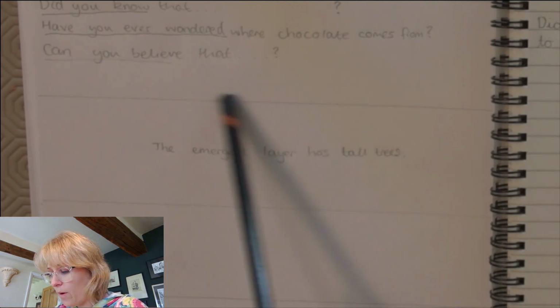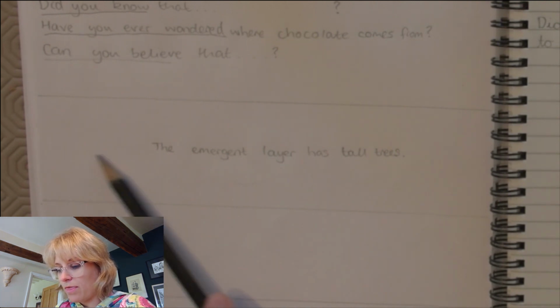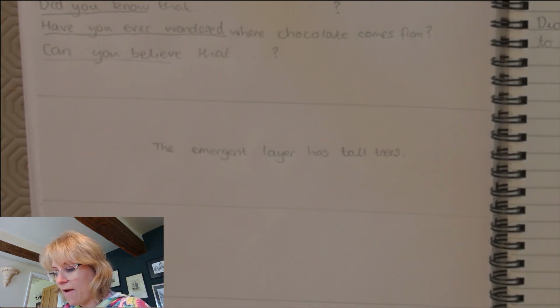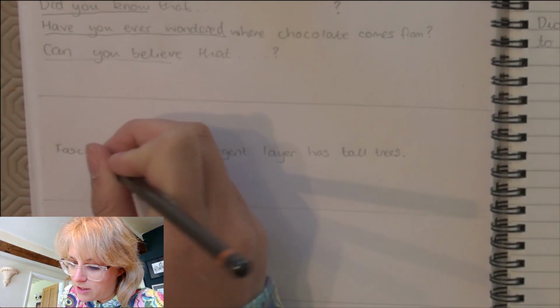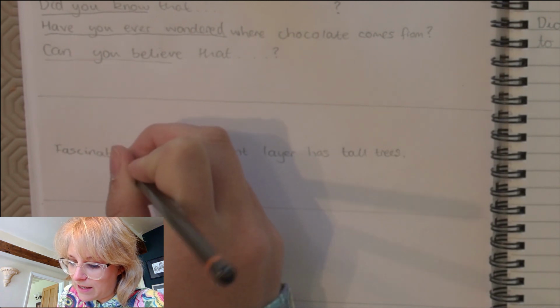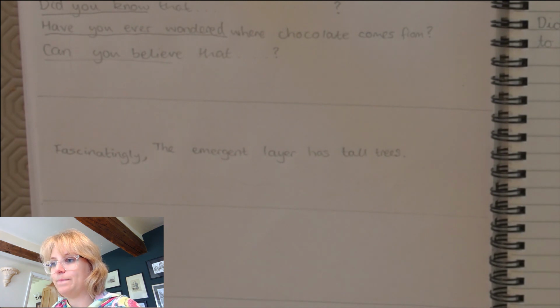So we're going to together try and think of a way to make this sentence more interesting. So we want to maybe add some adjectives to it, or maybe an adverb, all those things that make sentences more interesting. So I might think of something to put before. I might say, fascinatingly, because we want our sentence to be fascinating, fascinatingly, comma, the emergent layer has tall trees.